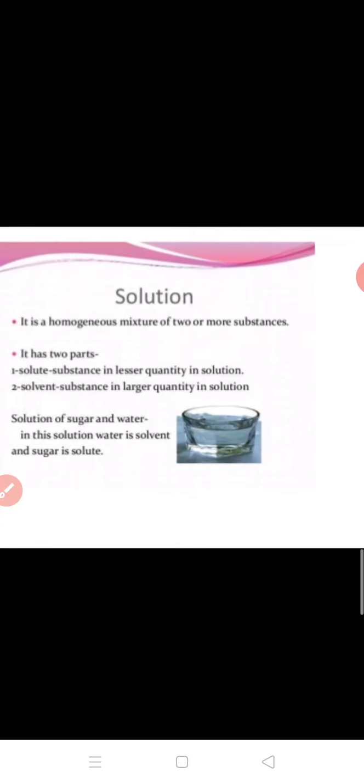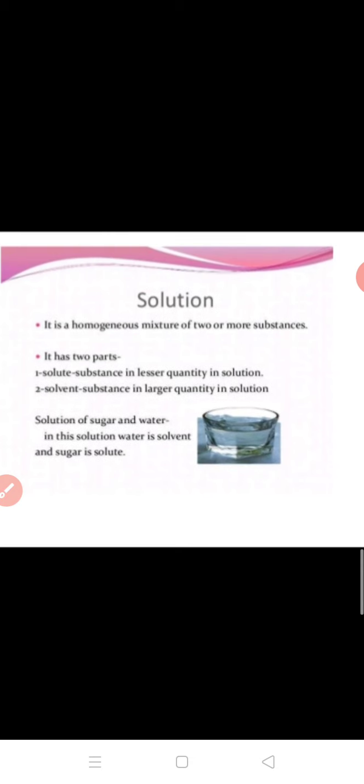ये देखिए, ये हमने सॉल्ट के साथ एक्सपेरिमेंट किया था अपनी प्रीवियस क्लास में. Today we will study about solution. Children, solution is actually a homogeneous mixture. It is a homogeneous mixture of two or more substances.